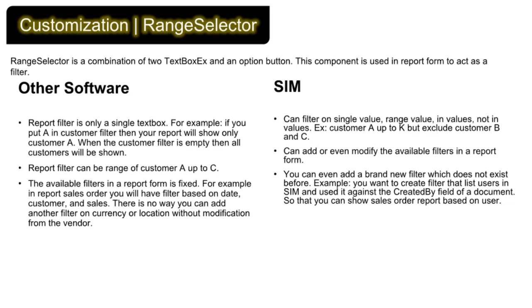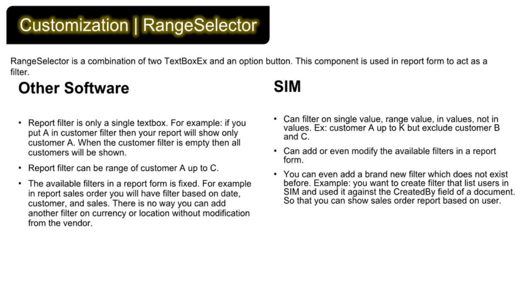You can even add or modify the available range selectors in a report form. You can even create one brand new filter which does not exist before. For example, you may want to create filter based on user list, and use this range selector against created by field of a document. This is useful when you want to filter sales order documents based on the user who create them.